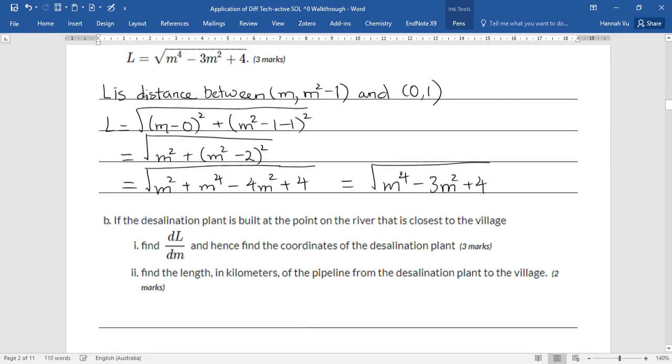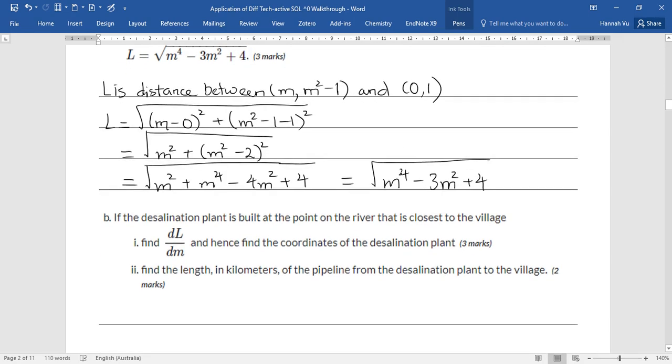Okay, part B. If the desalination plant is built at the point of the river that is closest to the village, I'm going to translate that to minimum stationary point, which means it's going to be built at a point when the derivative of L equals 0. The lowest point is not always a stationary point, but I think we kind of need to, considering how it continues with asking you to find the derivative.